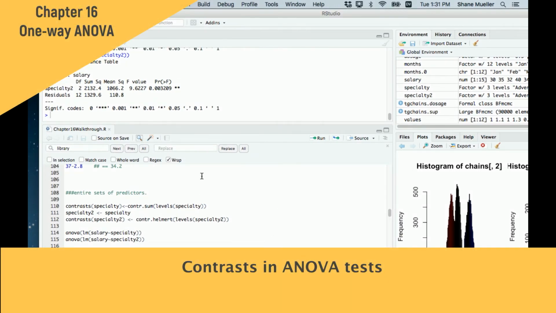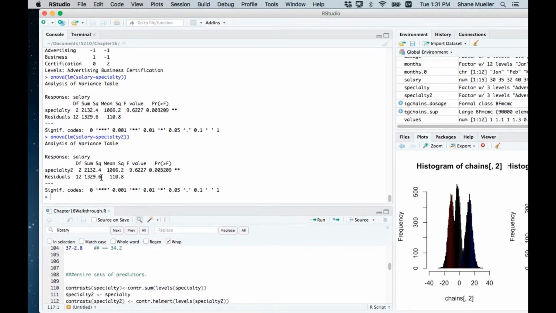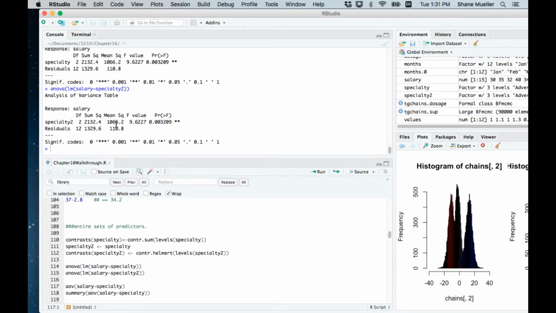And if I want to do an ANOVA test, we've done this before, to test whether this whole thing matters with respect to the intercept alone, I can put this in an ANOVA function. And you can see that these produce exactly the same results. So in many cases, the particular way you do the contrasts doesn't matter if you're just interested in ANOVA. Does specialty matter at all? Where it matters is when you want to ask questions of, is specialty 1 different from specialty 2, or things like that. So this is a standard way of doing it.